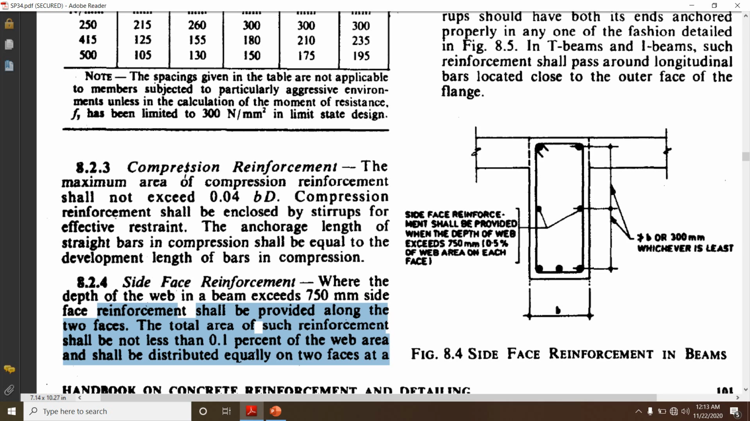So the bars we are going to provide, their area shall not be less than 0.1 percent of this web area, and it has to be distributed equally on both the faces. On the two faces, you can see they are equally distributed, and the area shall not be less than 0.1 percent of the web area.